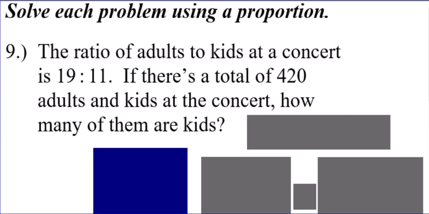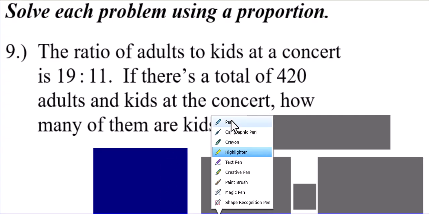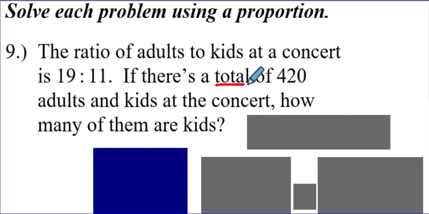Problem number 9. Follow along with me as I read it out loud. The ratio of adults to kids at a concert is 19 to 11. But the next sentence says, and you can go ahead and underline this, if there's a total of 420 adults and kids, that means the 2 together as a grand total at a concert, how many of them are kids? So you see how this problem's a little bit different than what we had for numbers 5, 6, 7, and 8. They never really talked about taking the 2 categories and making them a grand total, but this one does.